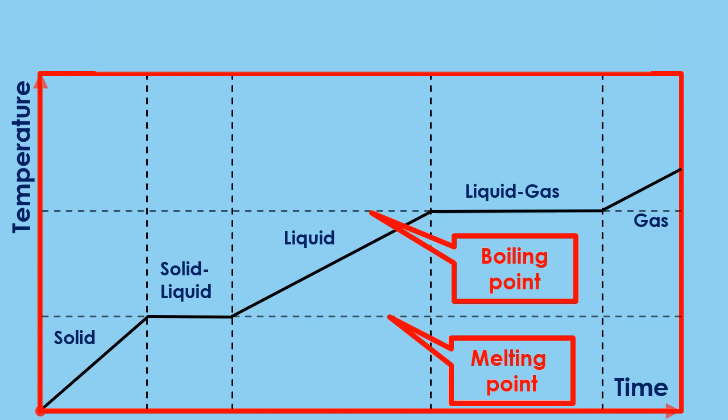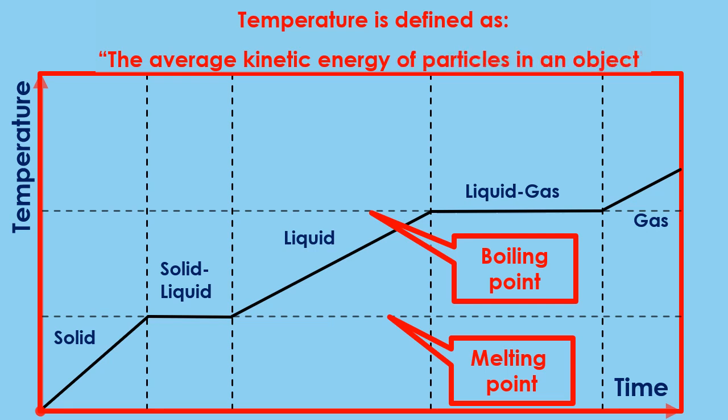Because we will be trying to understand a temperature graph, let us review the temperature definition based on the kinetic particle model of matter. Temperature is defined as the average kinetic energy of particles in an object. To put it another way, the particles of a substance move faster on average as the temperature rises.